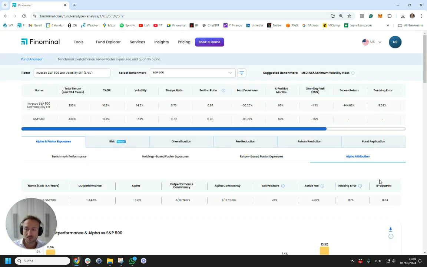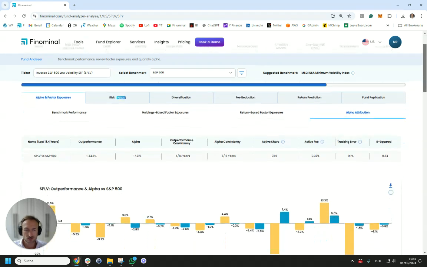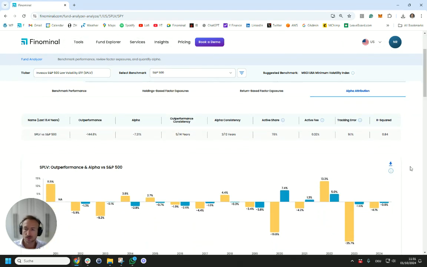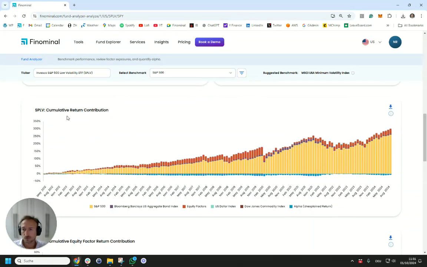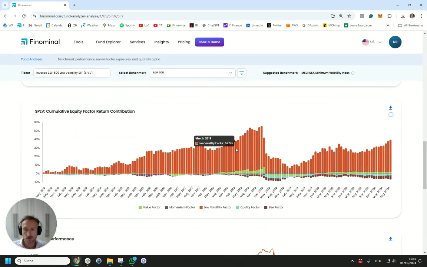Now, this is a smart beta ETF where we know that it specifically is created to provide exposure to low vol stocks. So I think in this context, alpha is not perfectly applicable, because alpha is the unexplained return, and we can explain the return quite well. R squared is 0.84. This is more useful if you have a mutual fund, and then you can look at things like the cumulative return contribution, which in this case is primarily the stock market and equity factors. And if you want to drill down into which equity factor, as per the fund we're looking at, it is primarily the low volatility factor that explains the performance of this fund.